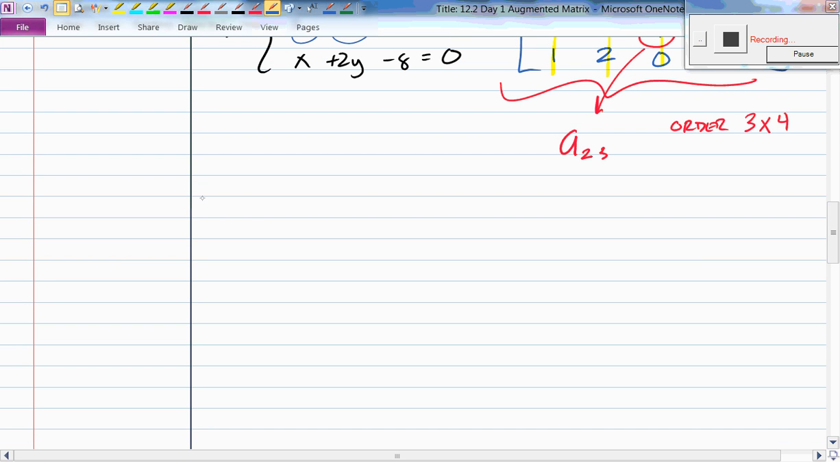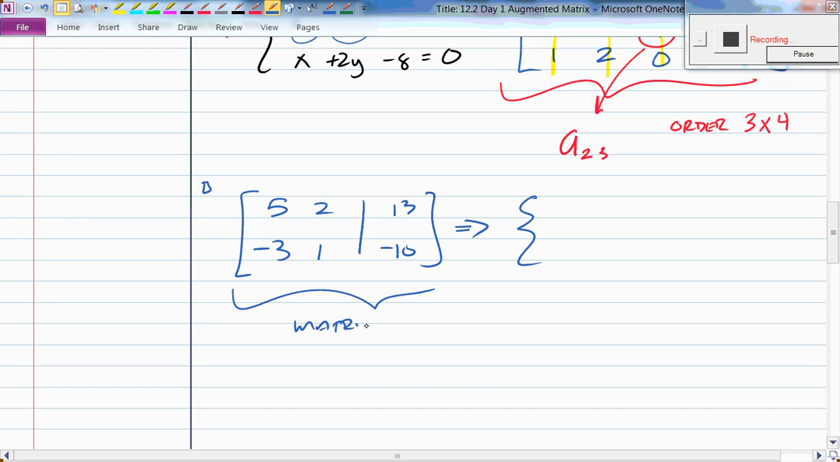Let's go the other way now. All right? What if I gave you this? 5, 2, 13, negative 3, 1, and negative 10. Okay, put this back into a system of linear equations. So let's take our matrix and let's put it back into a system. We've got to be able to go both ways on this one.